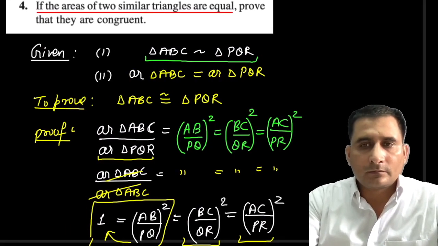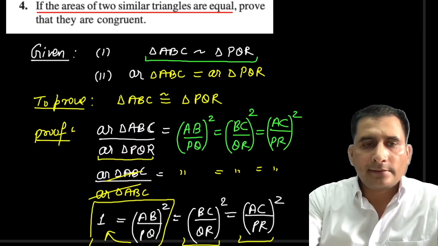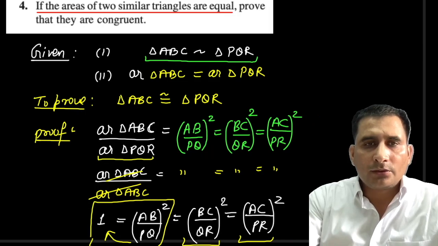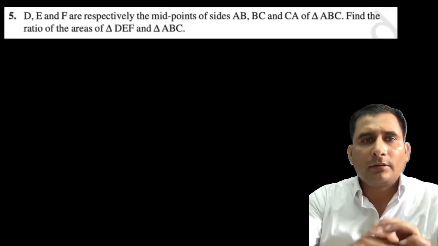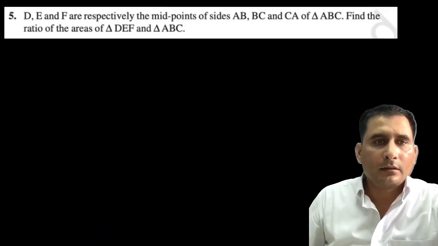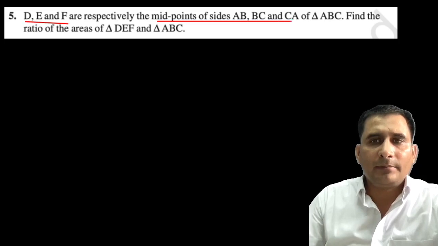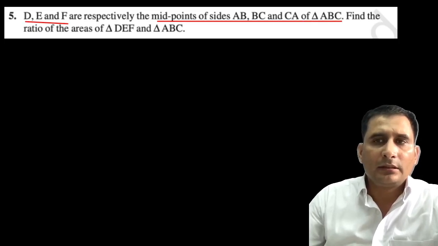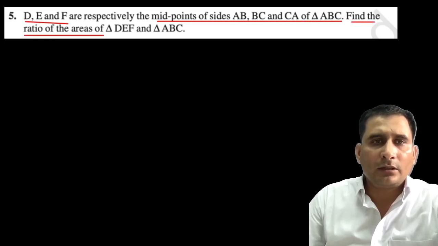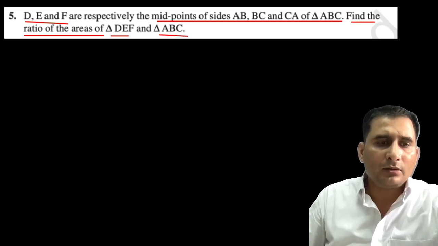Yes, sir. Okay. Now let's move to the next question. Look at this question number 5 here. In this question 5, D, E, F are respectively the midpoint of side AB, BC, CA of triangle ABC. Find the area ratio of the area of DEF and ABC. Let me draw the figure here.